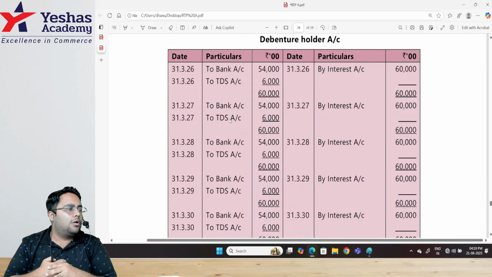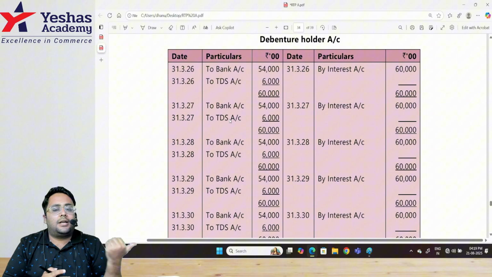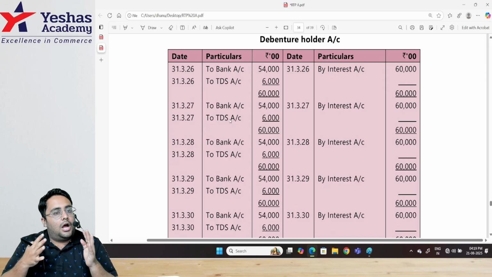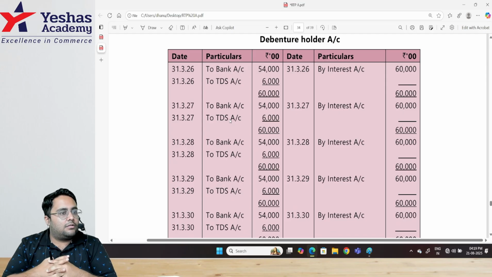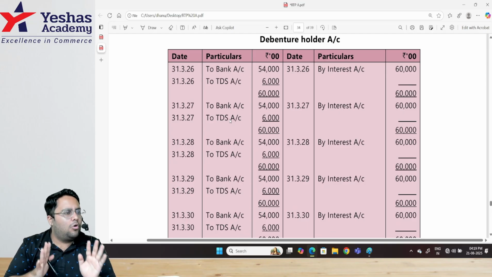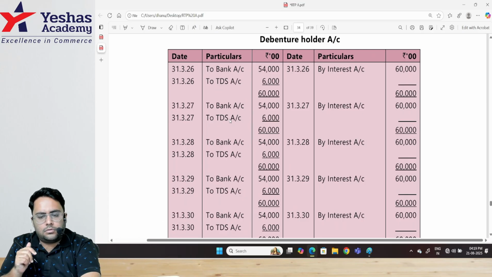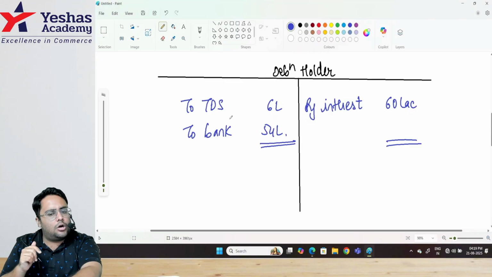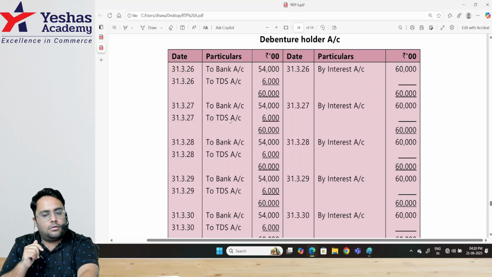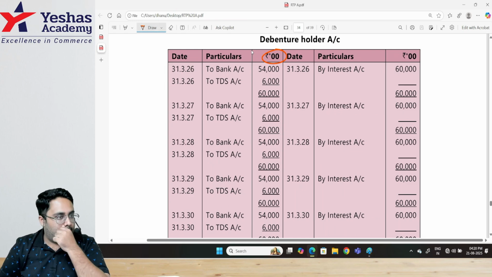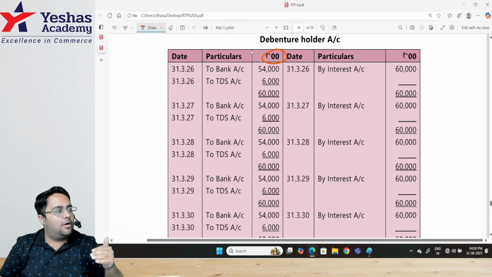Debenture holder account on the board: credit side by interest, debit side TDS and bank. Is this clear, everyone? How many of you got these ledger accounts and journal entry right? I pray that this comes in the exam. Very simple. Xerox copy every year you have to do. Don't go wrong in the concepts. 6 lakh is your TDS. 60 lakh is your interest. 10%. Rupees in hundreds, not thousands. Okay. Understood, everyone? Can I go ahead?